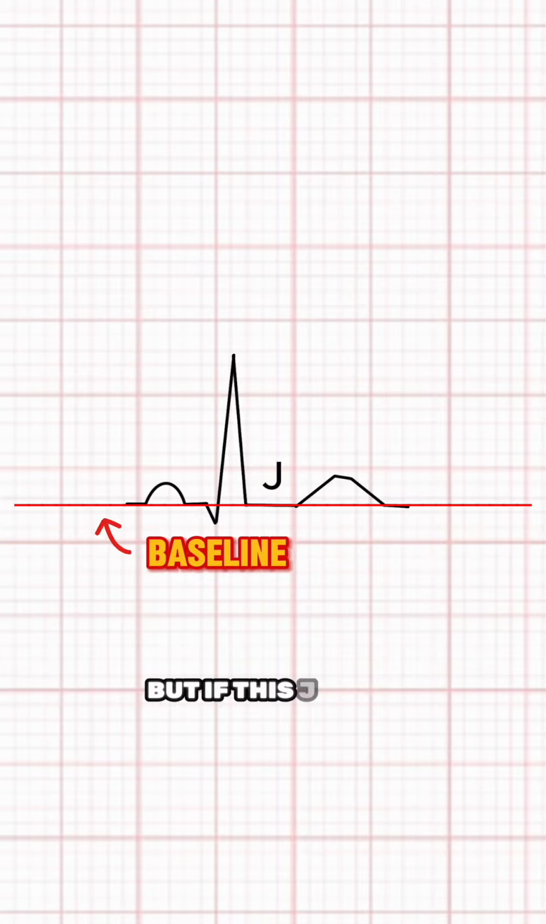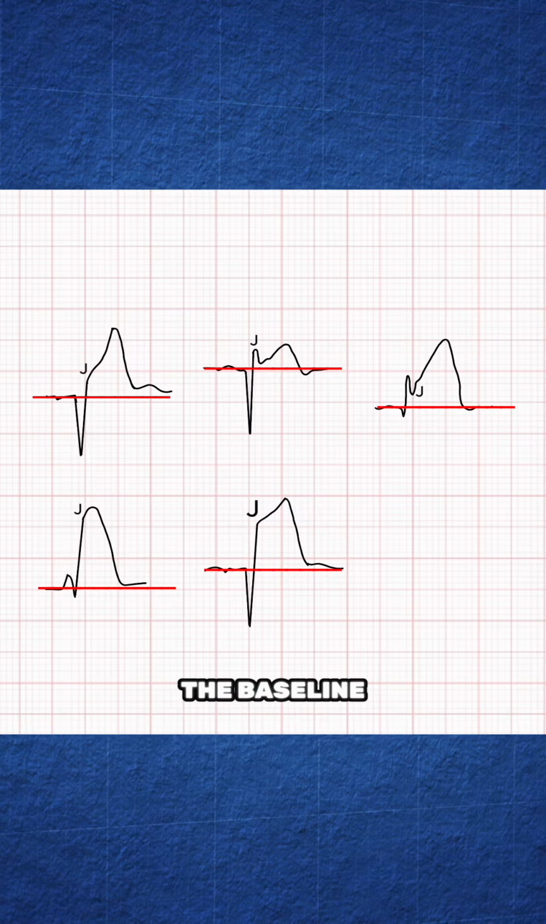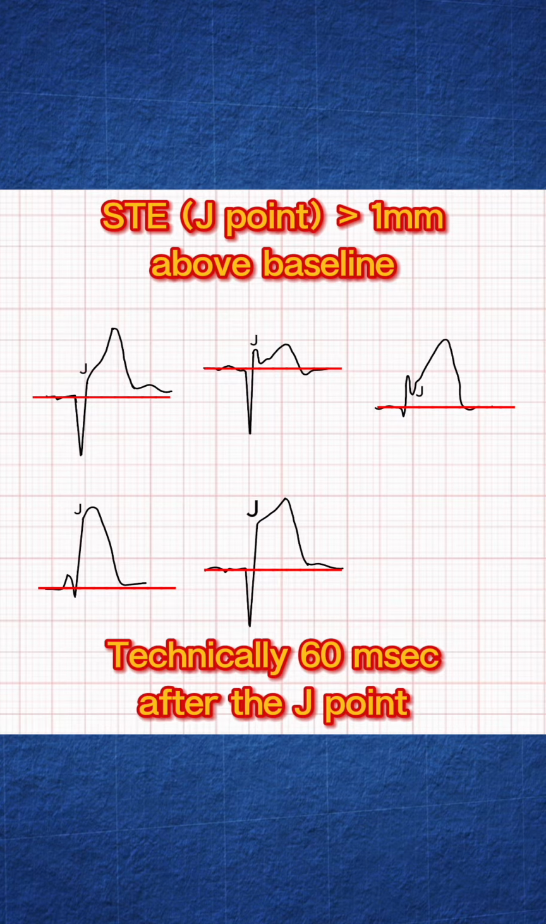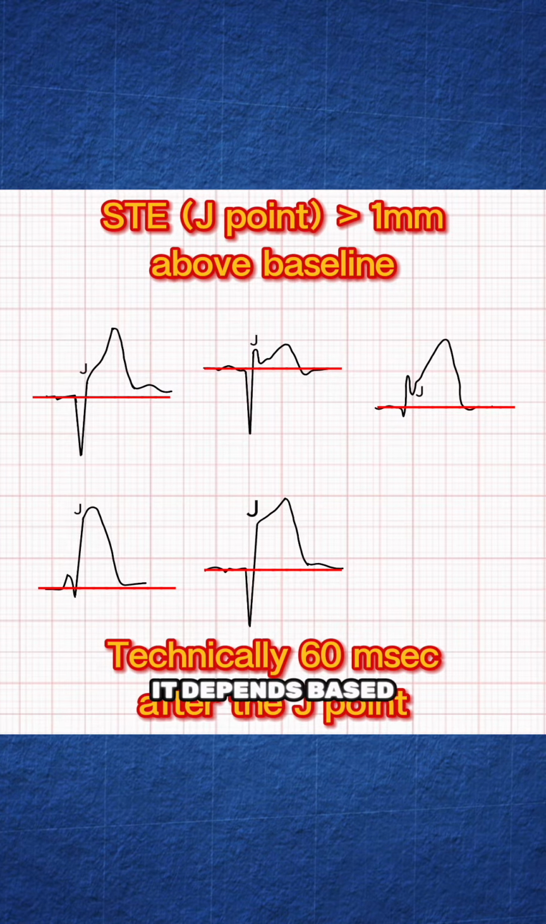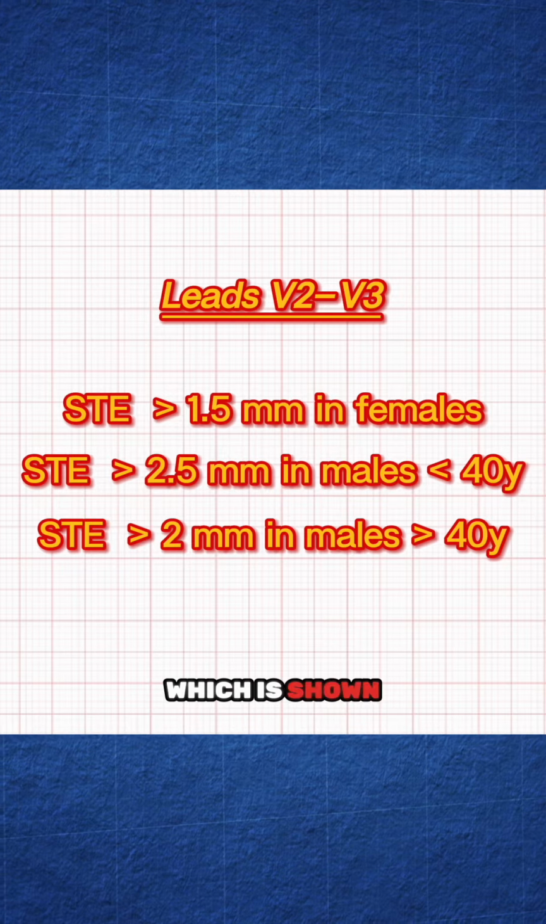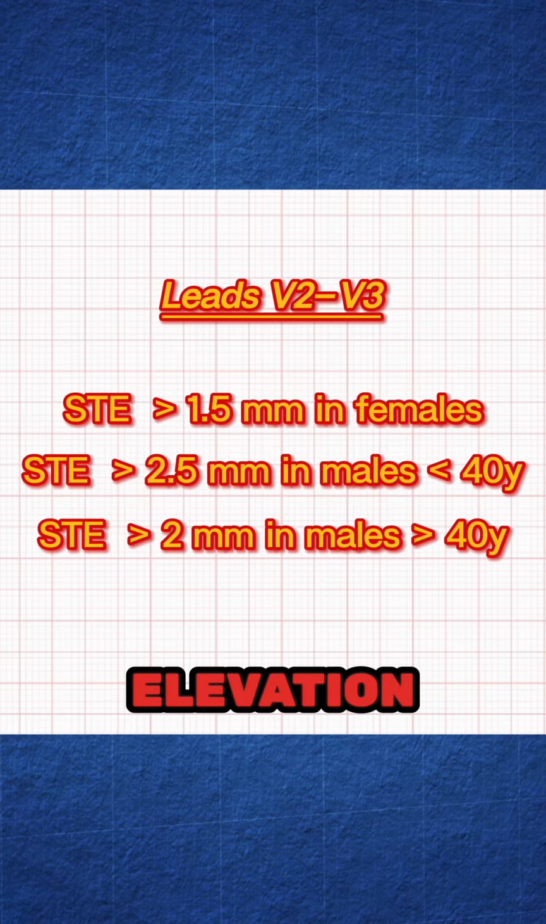But if this J point is elevated above the baseline, at least 1 millimeter in any leads except V2 and V3. In V2 and V3, it depends based upon the sex and the age, which is shown here. Suspect there is an ST elevation MI.